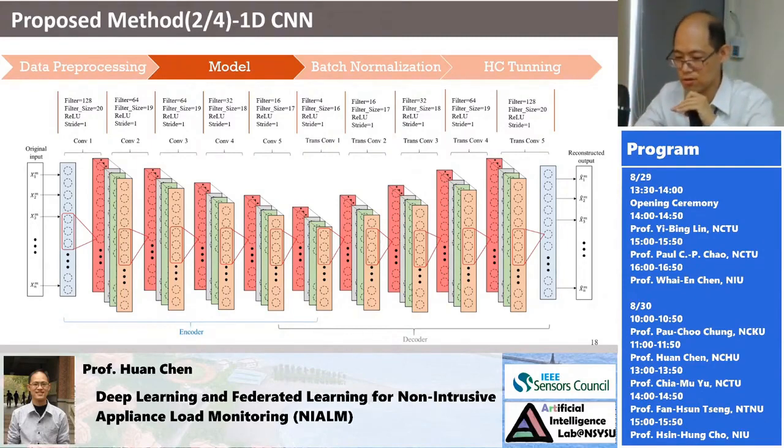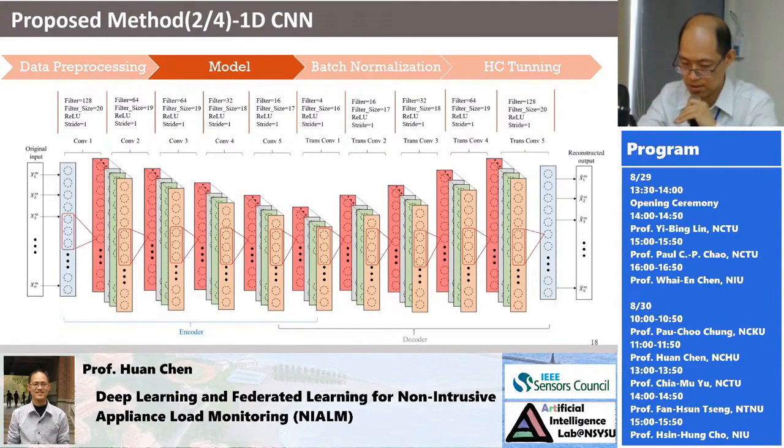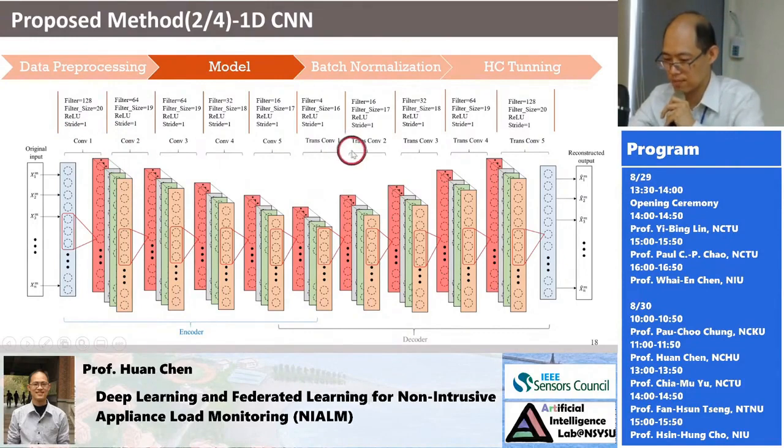So this is a one-dimensional CNN. You have 600 data samples fed into your model, and the convolution layer and the transpose layer on the other side, so you can reconstruct the output.